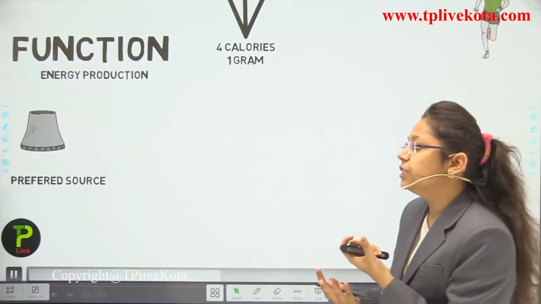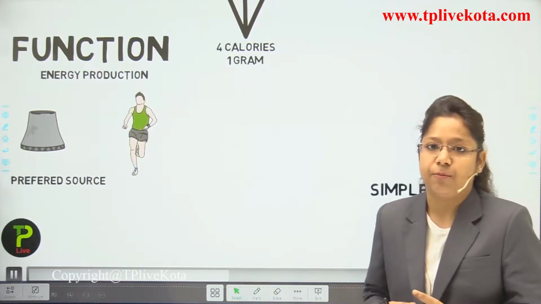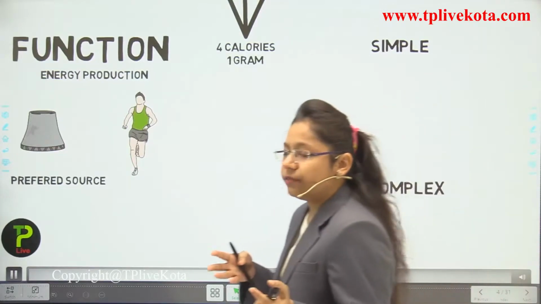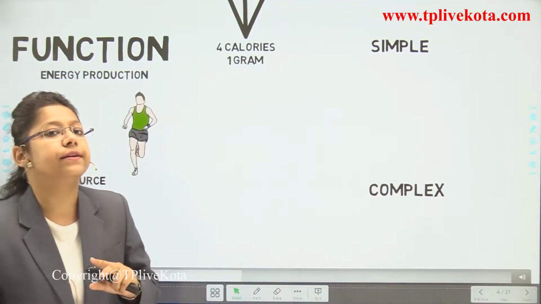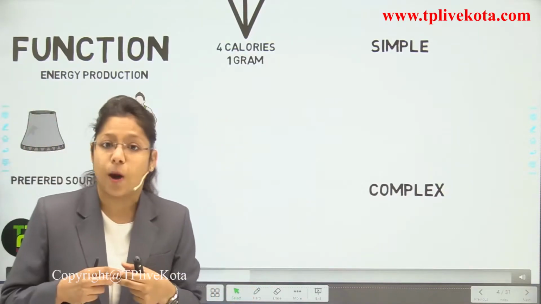Now how is energy produced by the carbohydrates? Actually, they just get broken down in our body for the production of glucose. Okay, the starch gets converted into glucose. Now carbohydrates are of 2 types, students. First is the simple one and second is the complex one.